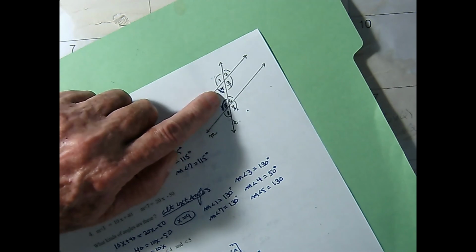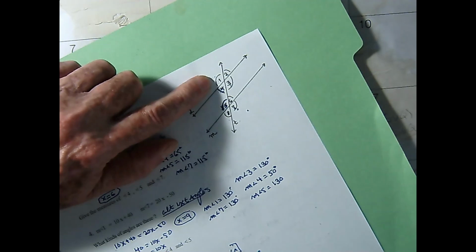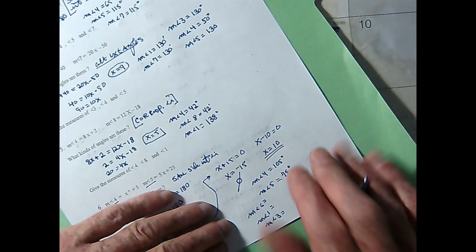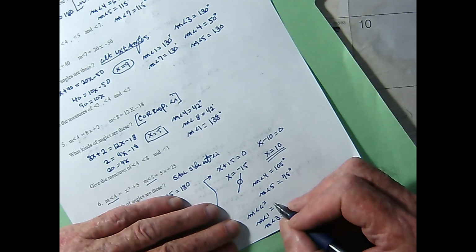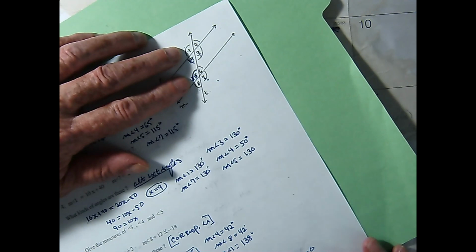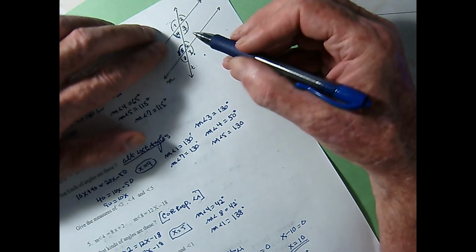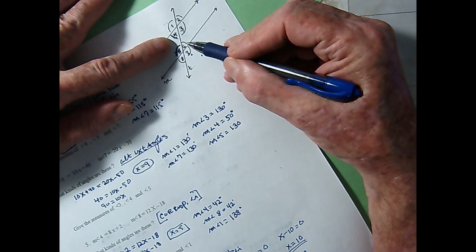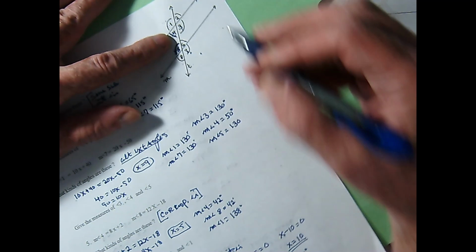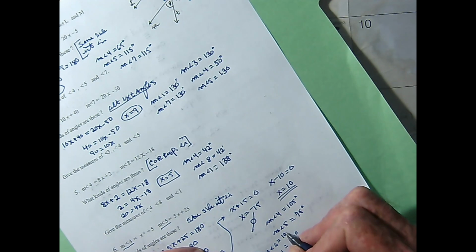So if angle 5 is 75 degrees, I know angle 1 should be the same amount because angle 5 and angle 1 are corresponding angles. So angle 1 must also be 75 degrees. 5 and 1 are congruent corresponding angles. What about angle 6? Well, what do you know about angle 4 and angle 6? Angle 4 and angle 6 are alternate interior angles. We knew that angle 4 was 105, so angle 6 should be 105 as well.